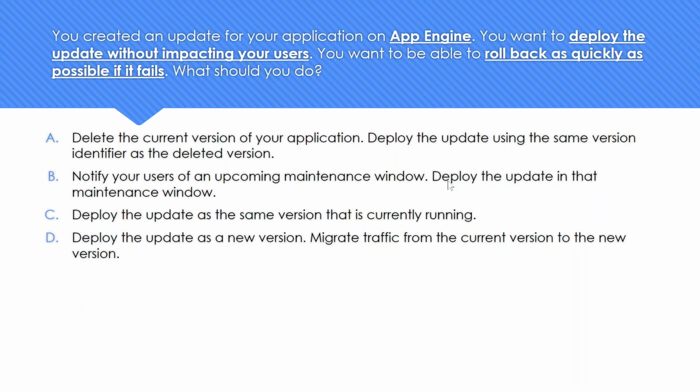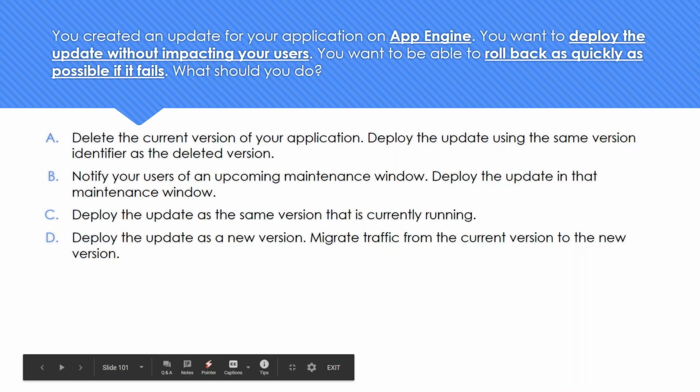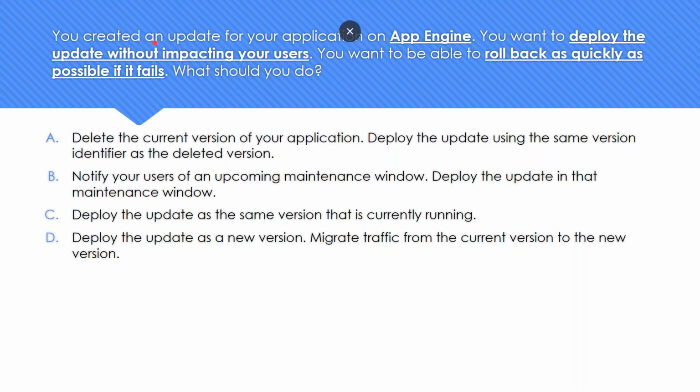Without me even asking for the response, Anil B already responded. It is also correct. Let me note the question first. You created an update for your application in App Engine. You want to deploy the update without impacting the users. You want to be able to roll back as quickly as possible if it fails. If the deployment fails, you should be able to roll back also. What should you do?